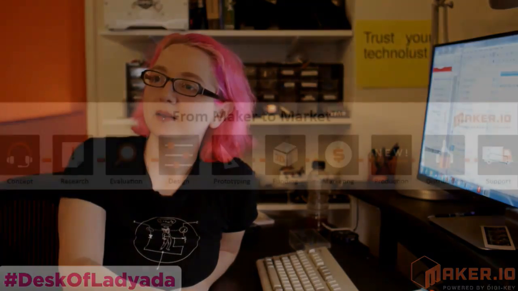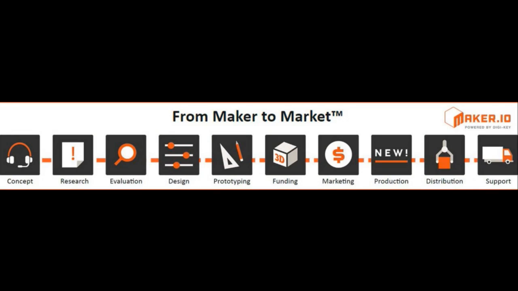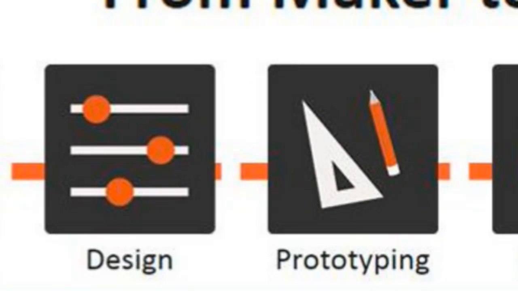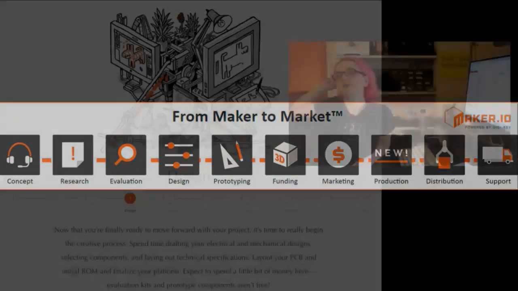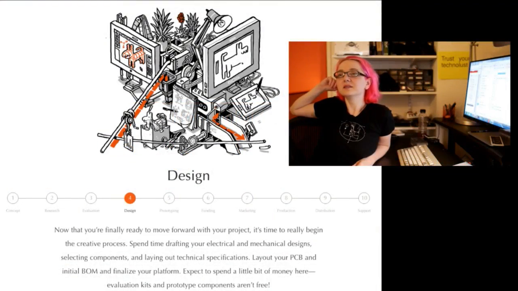So what we're going to do next week is design. Evaluation, then design. So we'll talk about design. Design's when you have to start doing that. Yeah, design is next week, and we'll be going over when it's time to move forward on the project. So that's when the creative process starts. Yes. Spend time drafting your electrical and mechanical designs, selecting components, we did that, laying out and technical specifications. We're pretty far ahead on that.